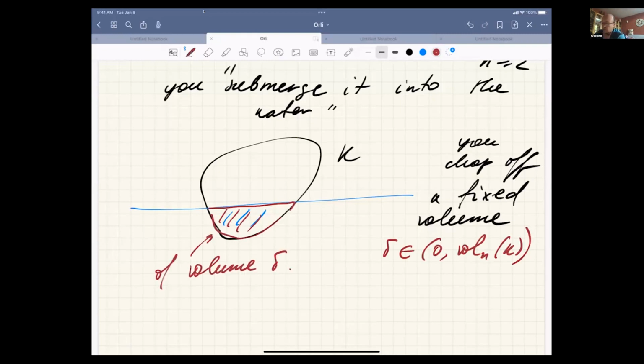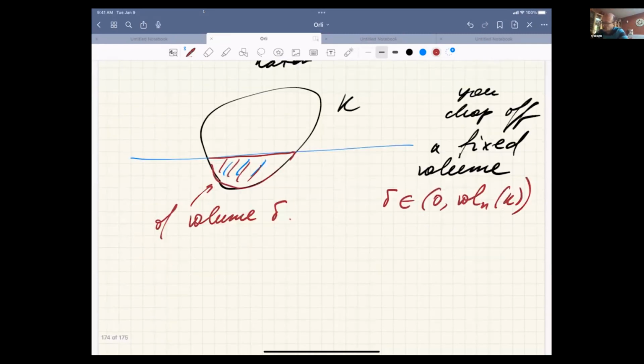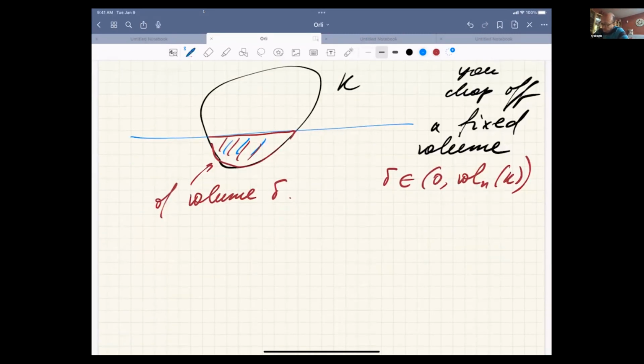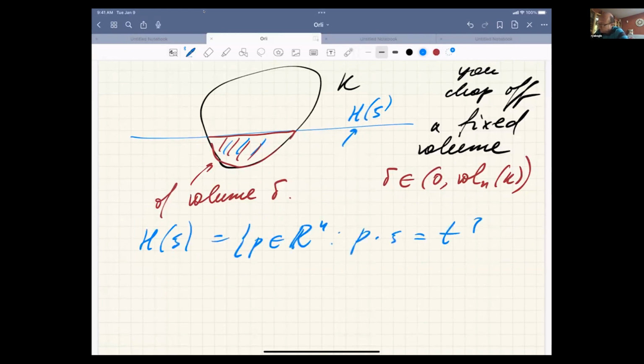Okay, so you are going to change the directions. You take your body, you submerge it in this direction, and you take it out, you submerge it again, and in all directions you submerge it. So let's write that this is H of psi. This is the hyperplane. What is H of psi? This is the set of all p in R^n such that p dot psi is some t. This is the number dependent on psi. I'm just writing this is the hyperplane orthogonal to psi, and having distance t from the origin. And C of K is the center of mass of the body.